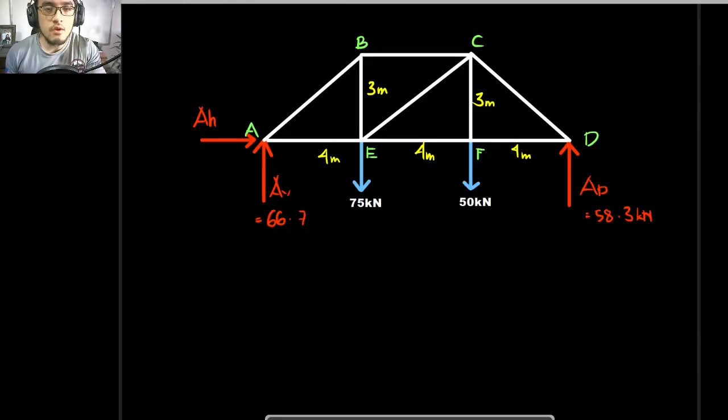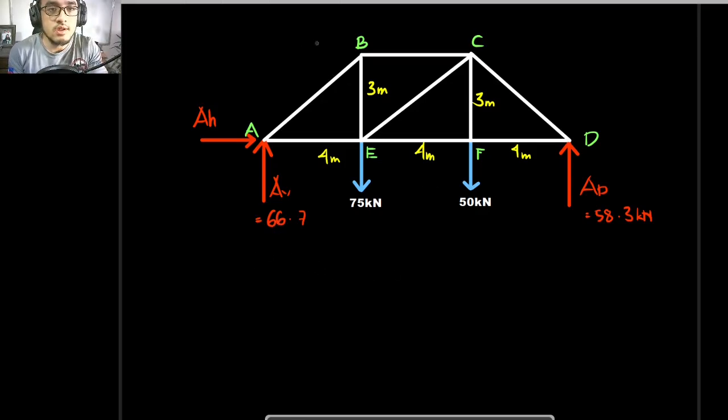But what if you're only concerned with a certain bar member? For example, you only want to know the bar force of this member BC right here. Is it possible to know this bar force without solving for the bar force of member AB, member BE, and so on? There is actually a way. And of course, since you already know where we are going with this, that way is the method of sections.